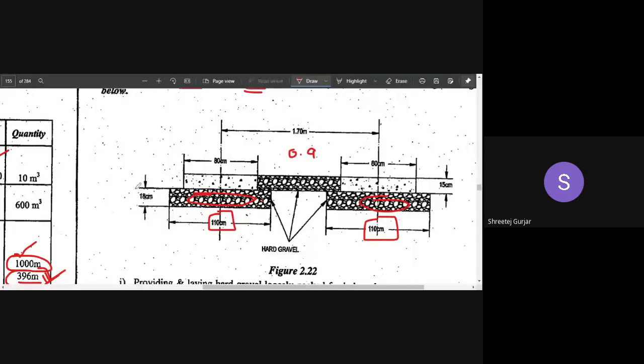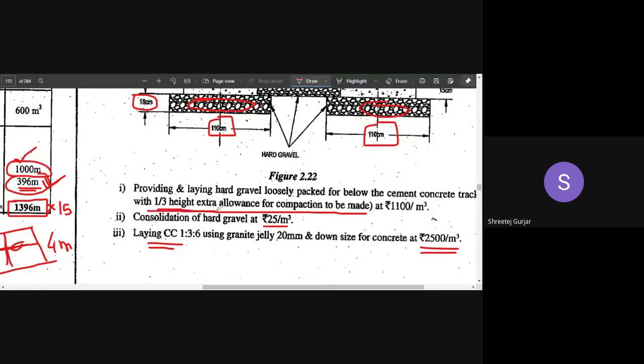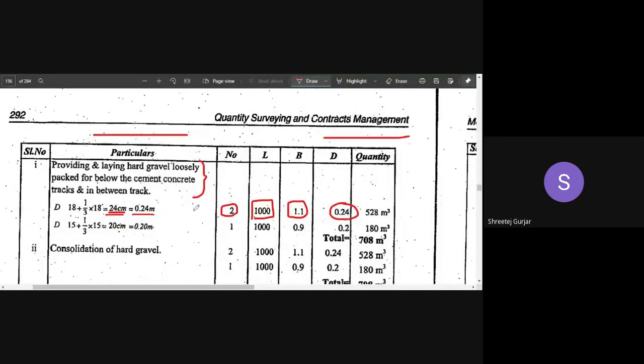Okay, thickness is 18 centimeter after consolidation, but before consolidation, extra 1/3 height allowance was given. So we have added 1/3 of 18 centimeters. Okay, so that is there. So this is done. First thing.